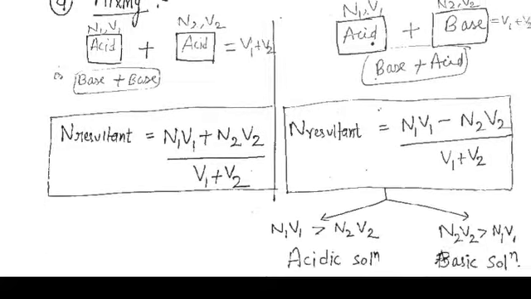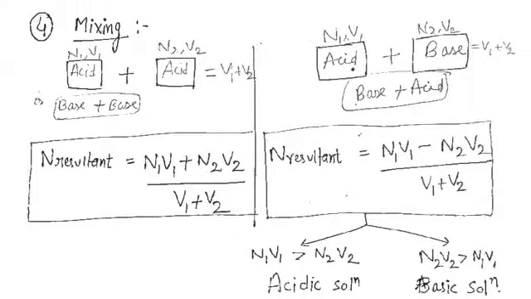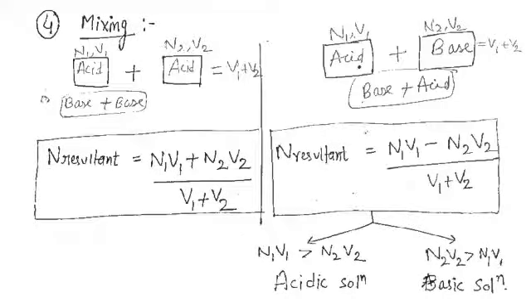Now we have the mixing. Mixing means we are adding an acid to a base or a base to an acid. Then what will be the resultant normality? Try to listen carefully. If we are adding acid into an acid or base into a base, then you have to use the left hand side formula for the resultant normality. That is (N1 V1 + N2 V2) upon (V1 + V2).